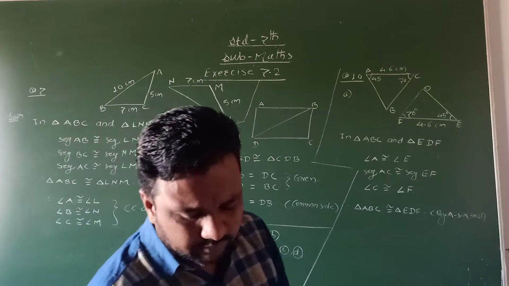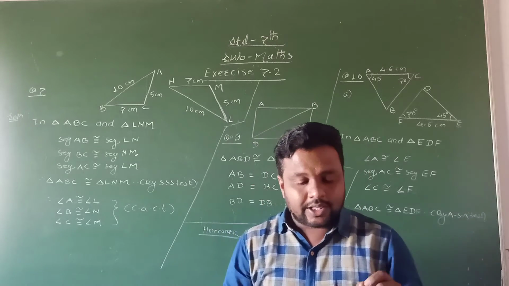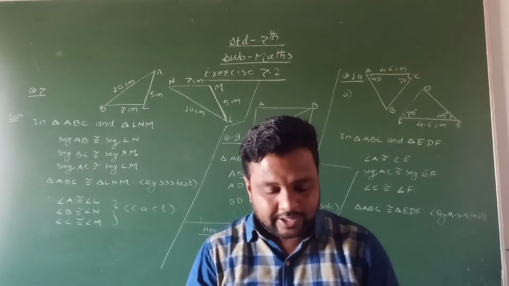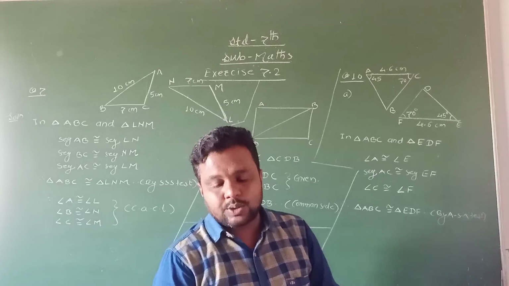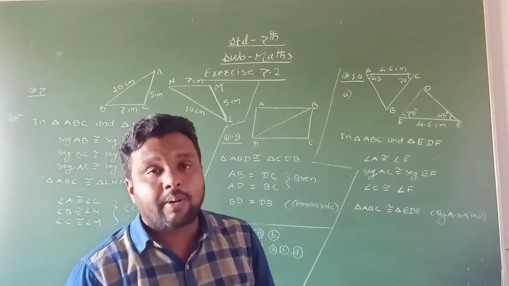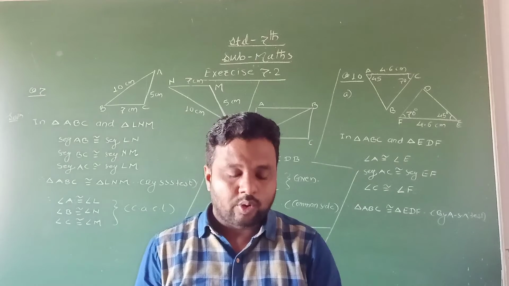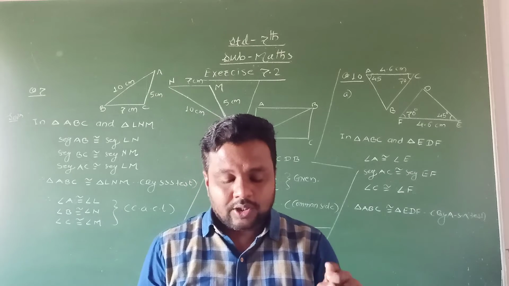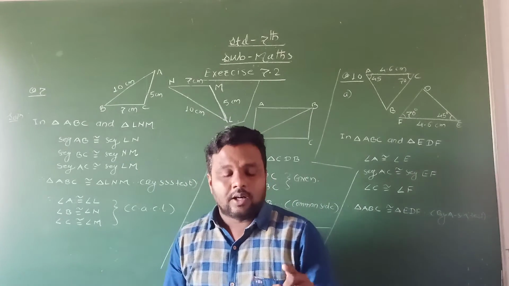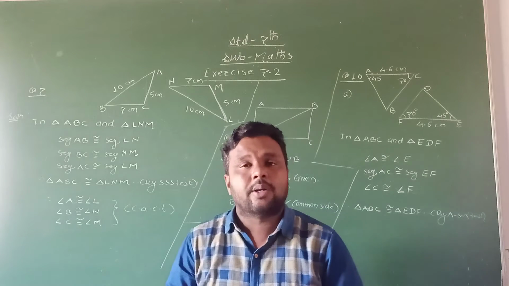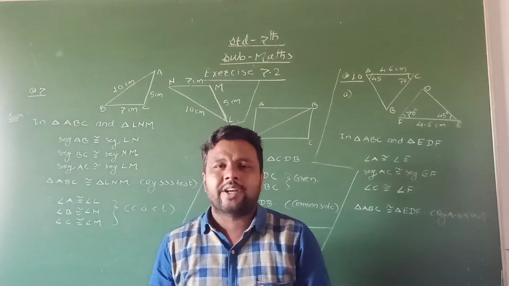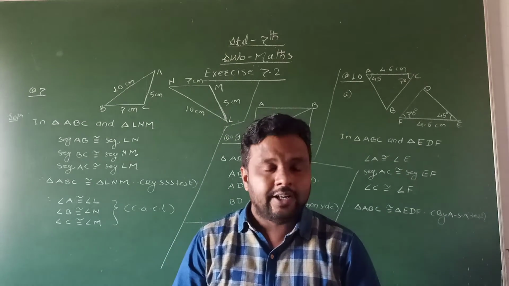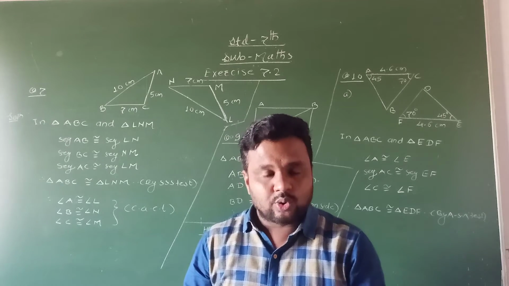Question number 9. Question number 9 is: in the given figure, AB is equal to DC, AD is equal to BC. Two corresponding sides are given equal. Find the third pair of the corresponding part that makes the triangles congruent by side test. In the given figure, two corresponding sides are given equal. Then you have to find out the third part which is congruent. Then these two triangles are congruent by side test. It means you have to find out one more pair of corresponding sides equal. Then we can easily write these two triangles are congruent.